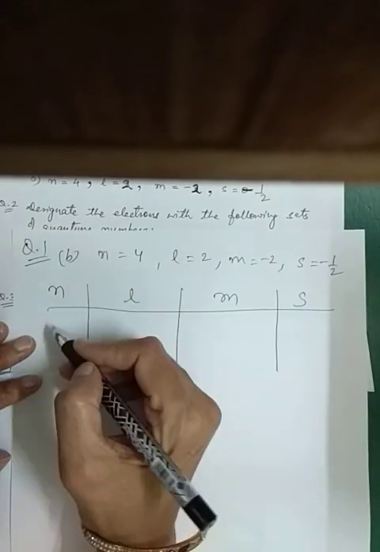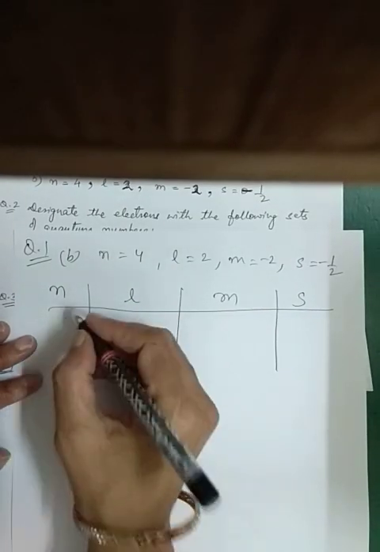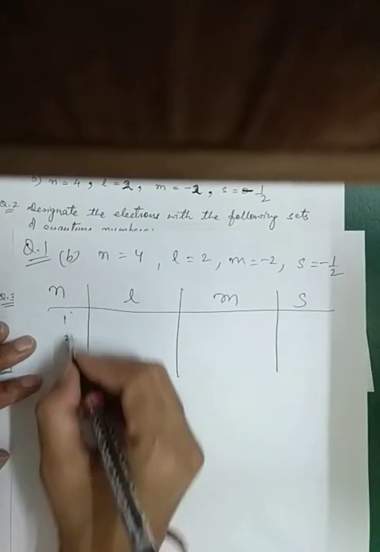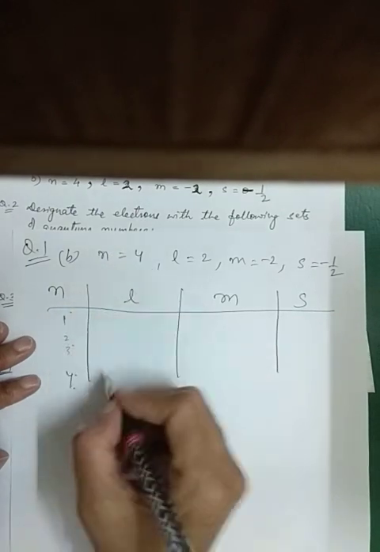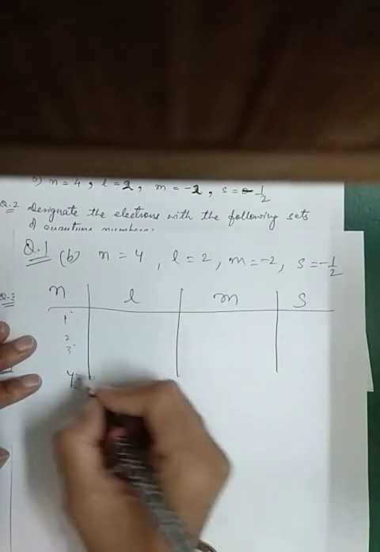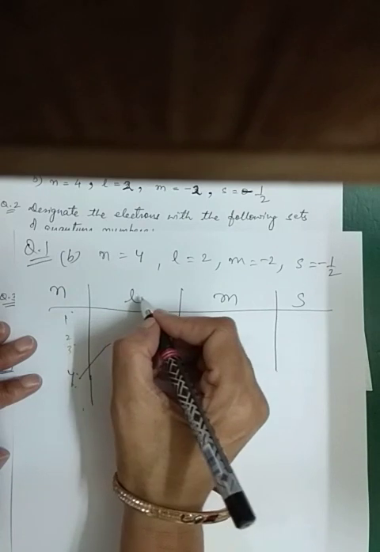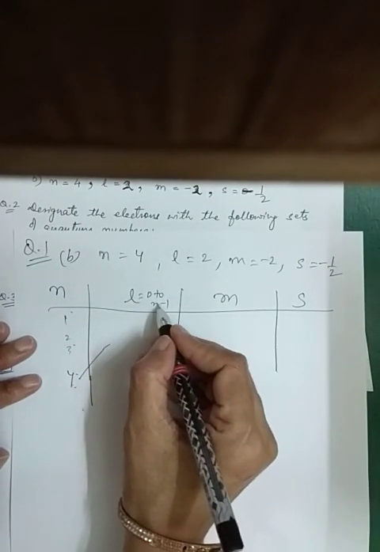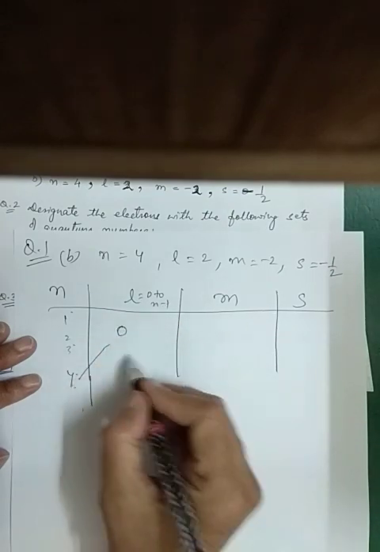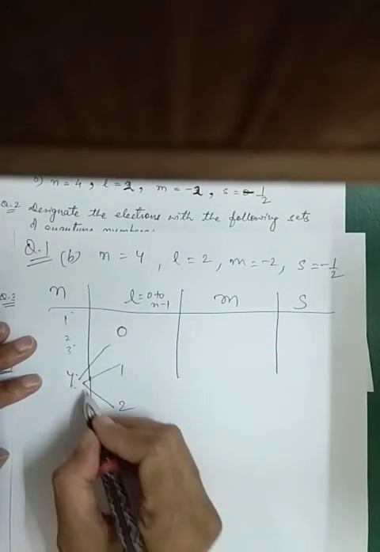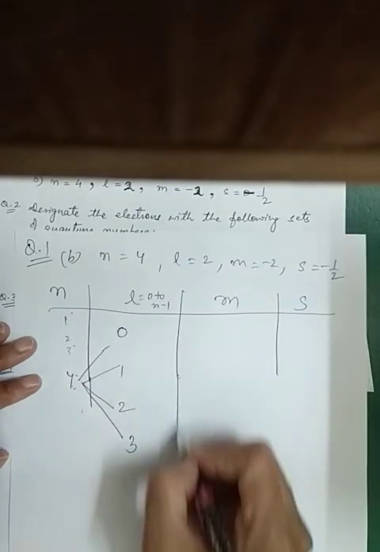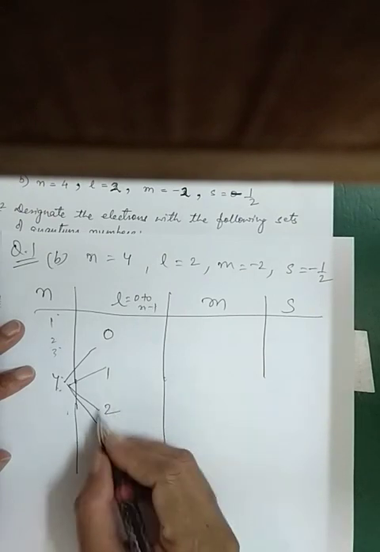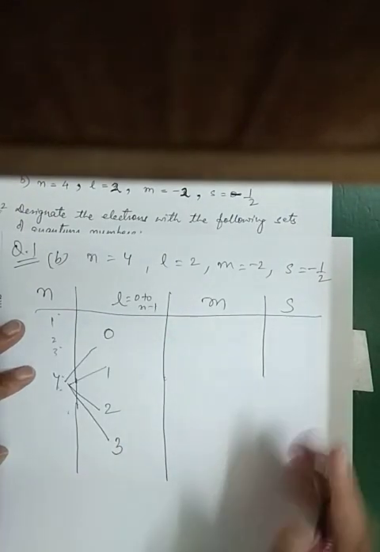N can be 1, 2, 3, 4: K, L, M, N. So 1, 2, 3 and we are talking about fourth, so I will directly write 4 here. Now for n is equal to 4, you can have what L values? L is 0 to n minus 1, 4 minus 1 is 3. So 0, 1, 2 and 3. These are the possible values of L. You have to see L value 2, but anyways, first let's make all the values.